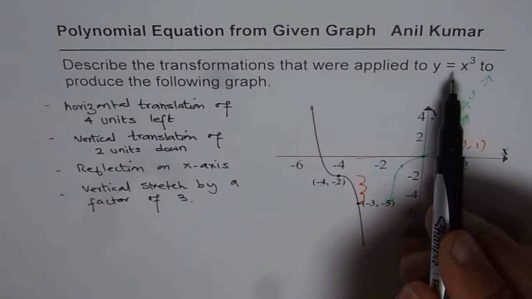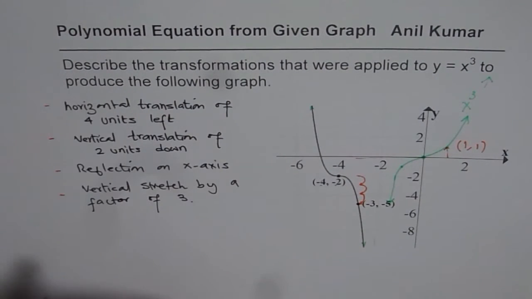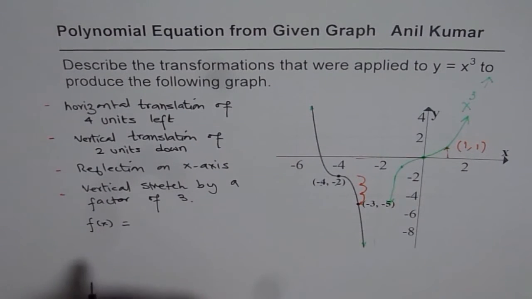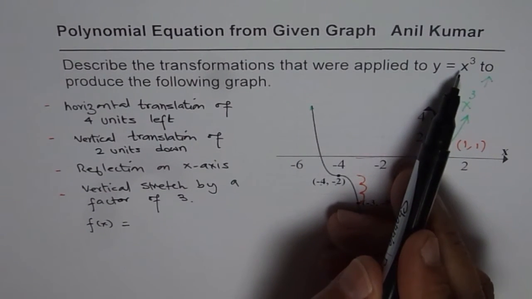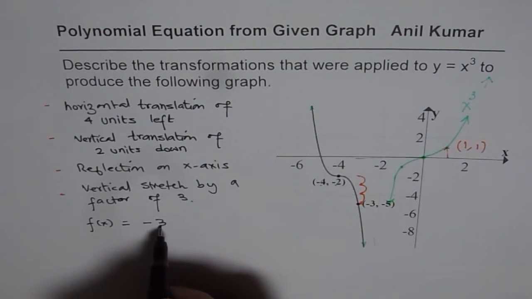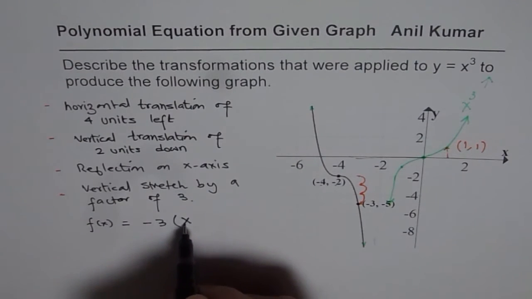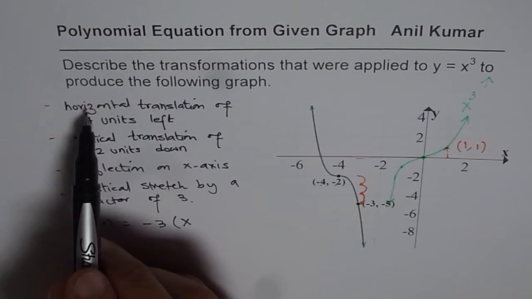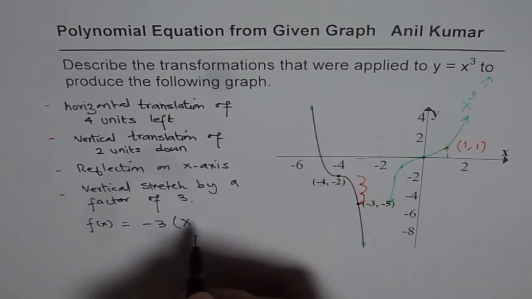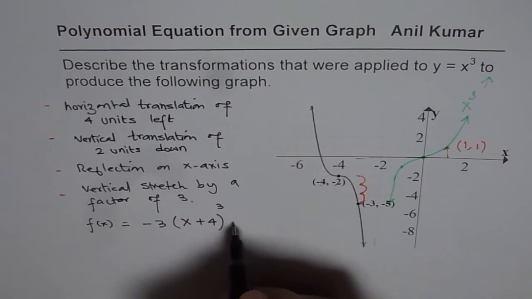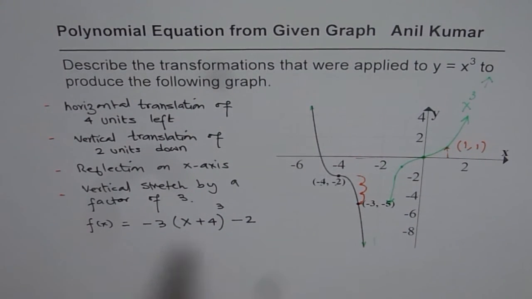Now we can write down the equation of this function. From these transformations, we can say that the function f of x is equal to: reflection means negative, vertical stretch by 3 means times 3 for the function x cubed, where x cubed has been translated horizontally 4 units left, which means x plus 4, that's the function, right? And 2 units down means minus 2. So that becomes the transformed function.